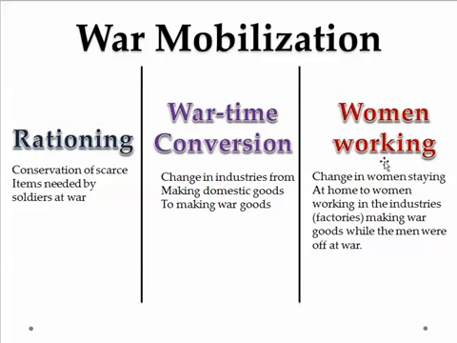FDR and Congress and the government create or push these three programs pretty much. Rationing is war mobilization, wartime conversion is war mobilization, and women working in the industries is a part of war mobilization. Under rationing is the conservation, or the saving, by citizens at home domestically of scarce items that are needed in war by the soldiers. We're going to look at it closer in a minute.